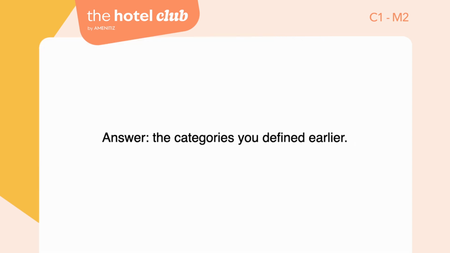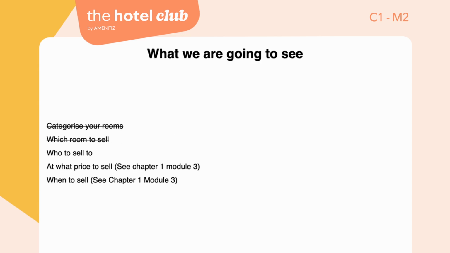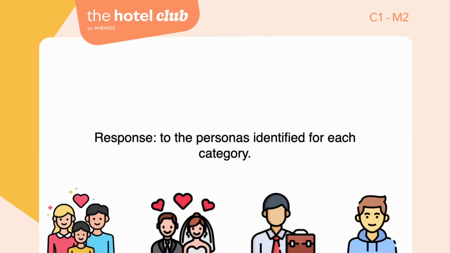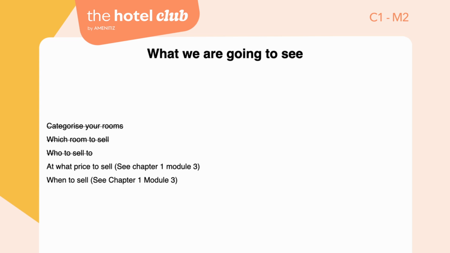Now, from the first exercise in this video, you should have the answer since you have a list of several room categories. So you know very well what types of rooms you can sell. So let's cross that issue off our list. Next up is who to sell to. And again, with the first exercise in the bag, you should be able to answer the second question. Basically, you know which persona is interested in which type of room, so you know who to sell the room to. So let's cross that question off our list, and now all that remains to know is at what price to sell this room and when to sell it at this price to this person.